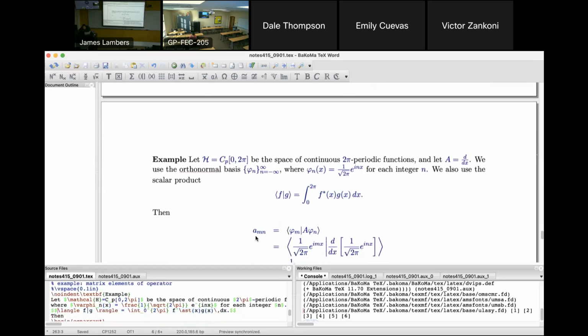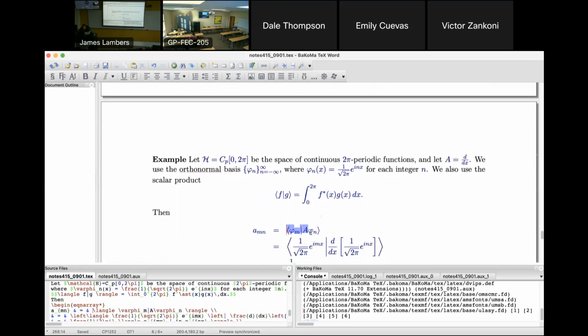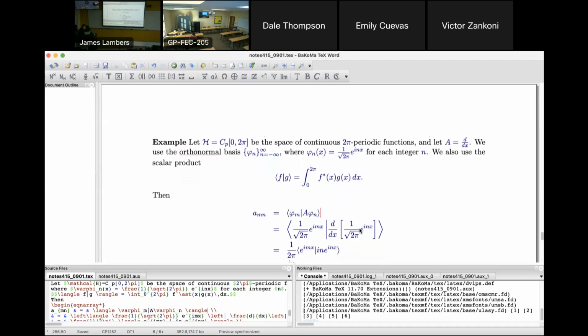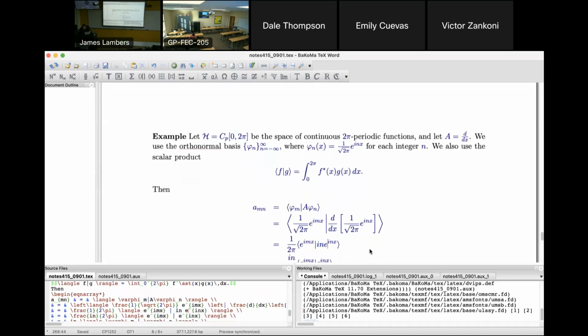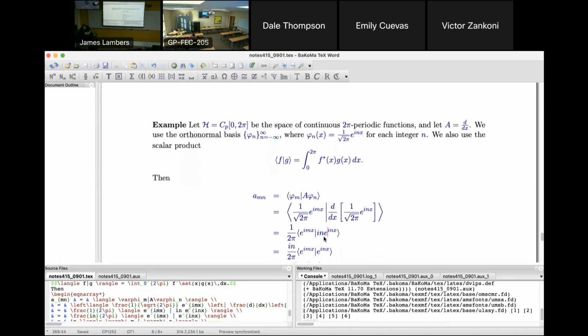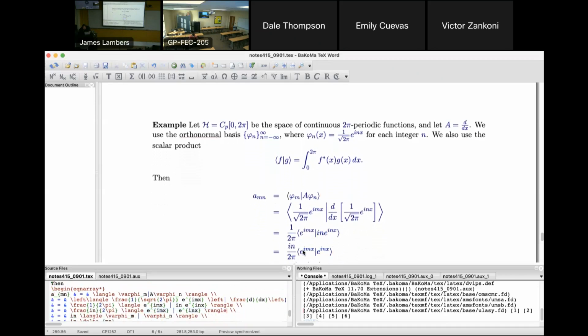So what I'd like is the matrix associated with this operator. That means computing this scalar product. So I fill in what everything is, the operator A and also the basis functions. But then when I take the derivative of e to the i n x, I'll get e to the i n x again times i n by the chain rule. And then I can pull out the factor. But these functions are orthogonal.